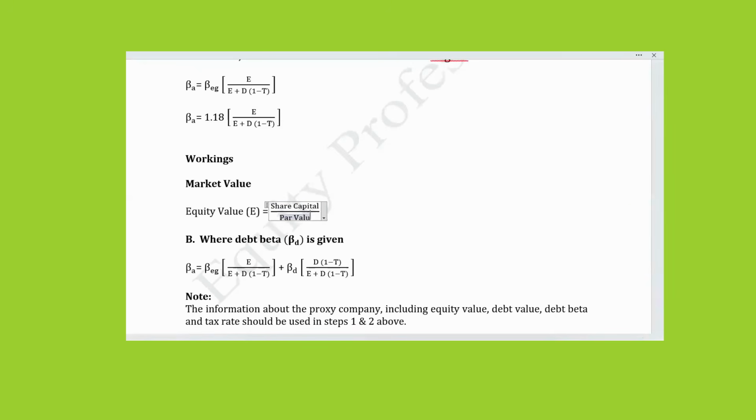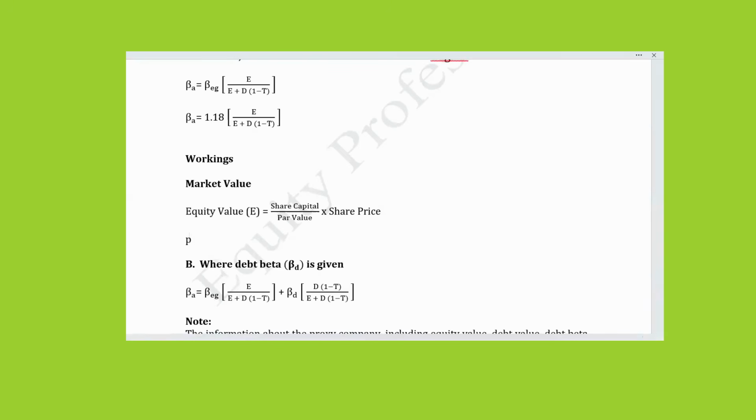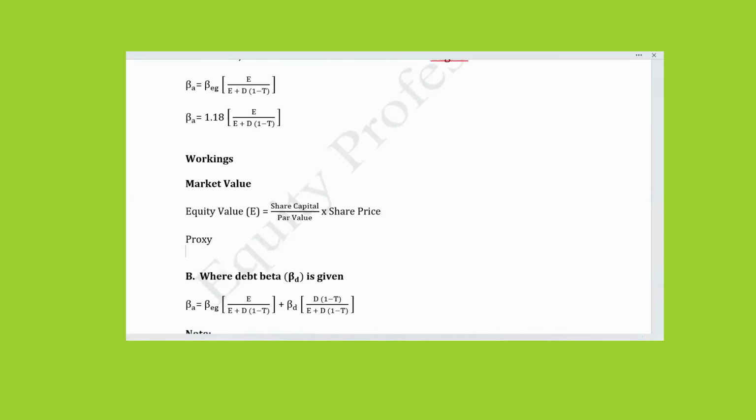In the question, the examiner did not call it nominal price. It is called par value. So you can call it par value or face value, whichever one, it is the same thing. Then multiply by share price. Under traditional work, we call it ex-dividend share price. But here, we are less concerned whether dividend has been paid or not. Just bring out the share price. Therefore, we are going to calculate for the proxy company. There are 4 different proxy companies.